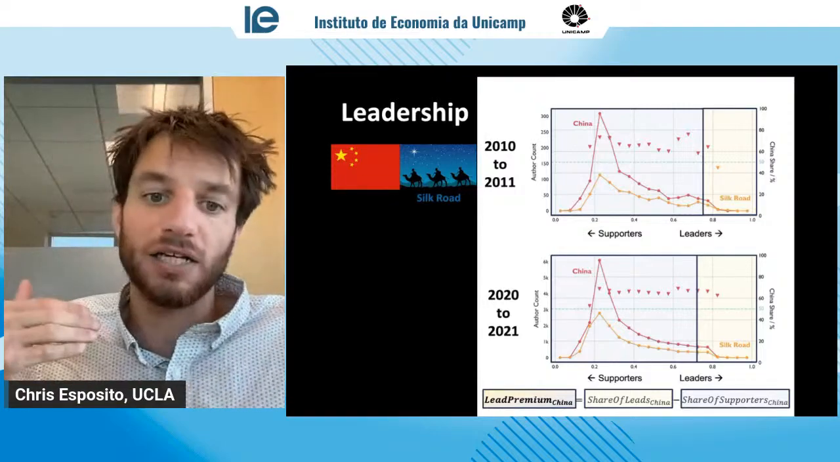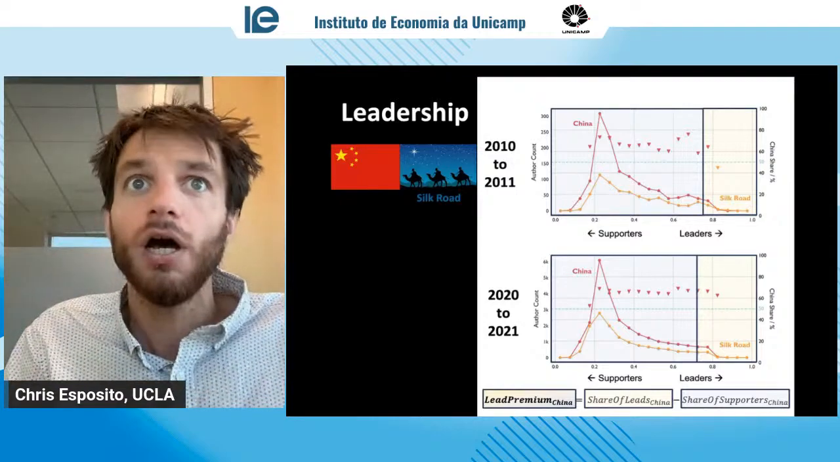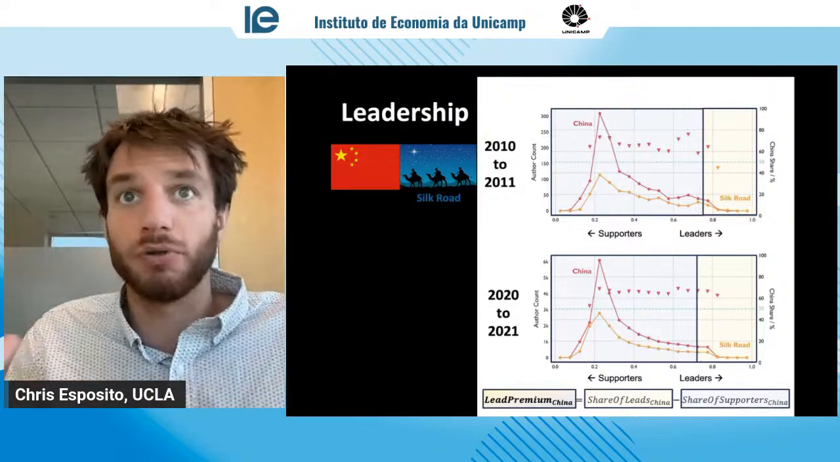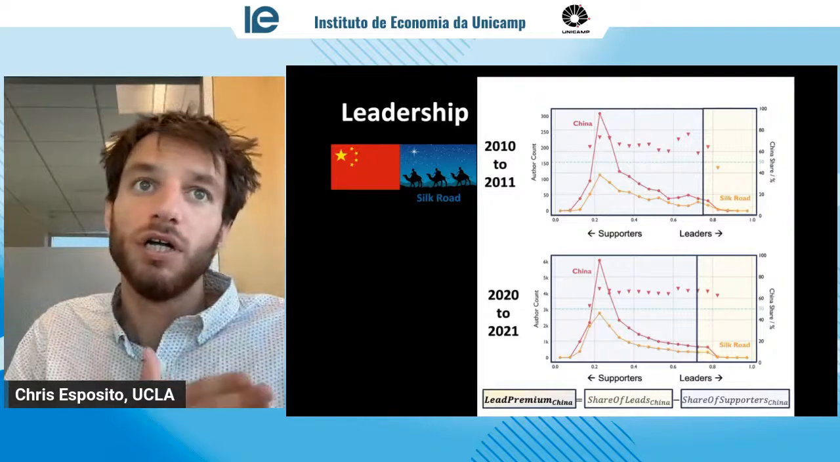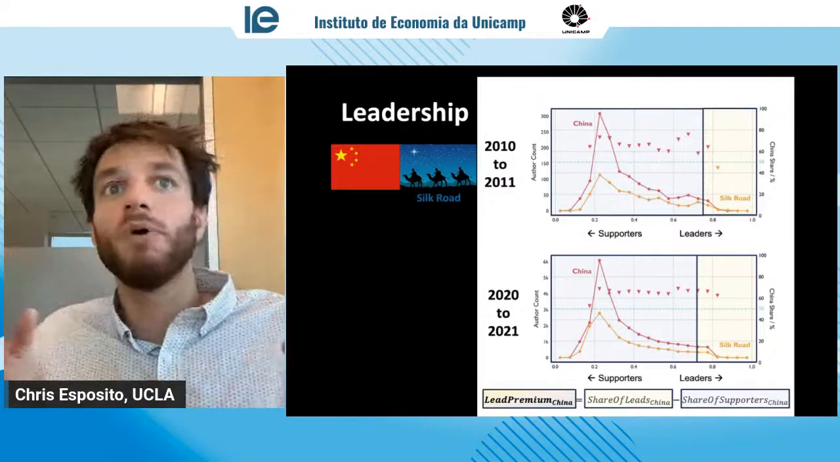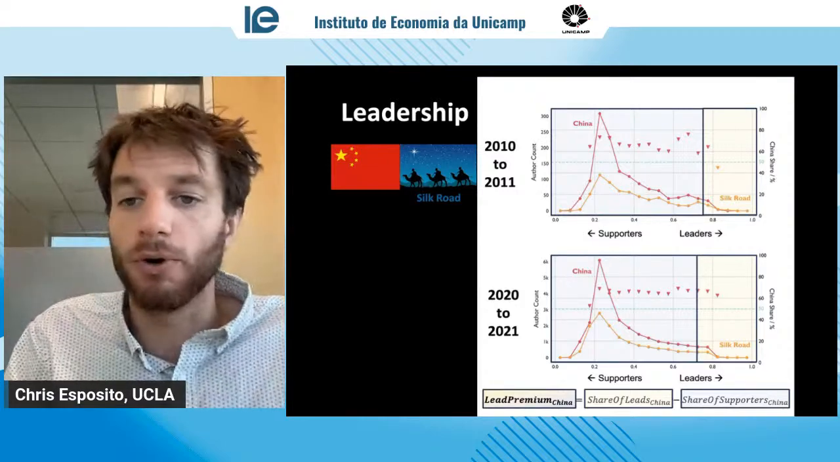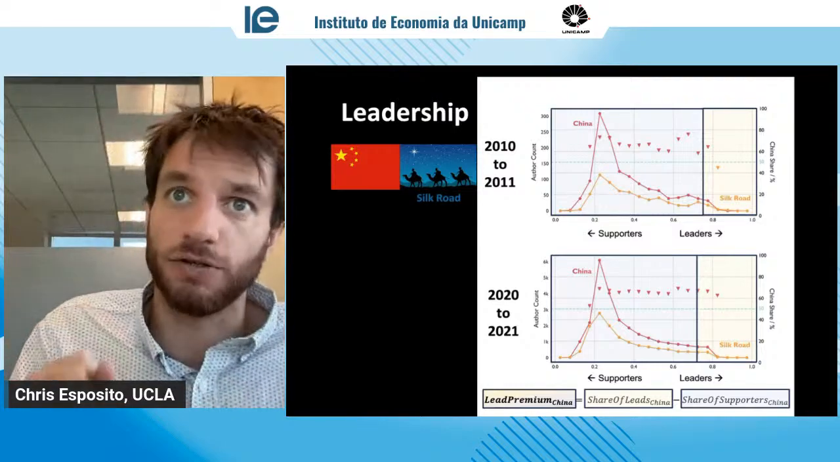If a country has a really high share of leaders but a low lead premium, it means the country has a lot of leaders but also a lot of supporters. But if a country has a high lead premium but a low share of leaders, it might be what we call a small but mighty country. Think, for example, of Singapore or Switzerland, which have a small number of scientists, but their scientists are very elite.